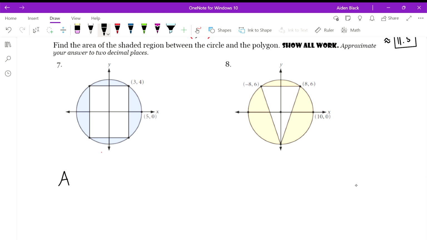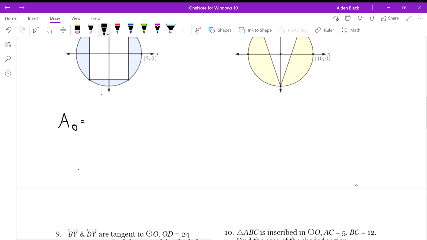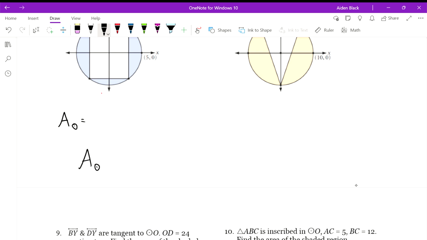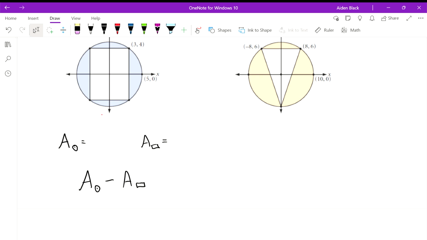So area of, I'll just write of the circle, and then take the area of the circle and subtract out the area of the rectangle. And that will give you what remains, which is the shaded region.